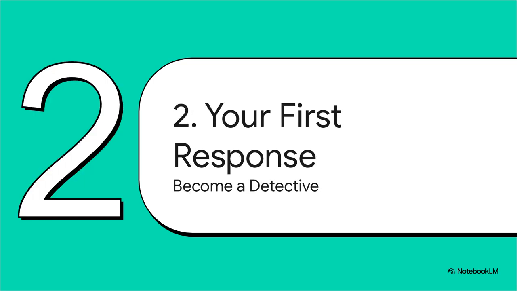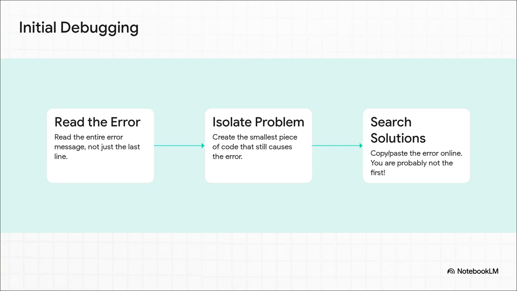Okay, so before you even think about asking for help on a forum or Slack, your first job is to put on your detective hat. This is the debugging phase. This is where you have a little conversation with your code and, more importantly, you actually listen to what that error message is trying to tell you. And honestly, this is probably the most important skill you can ever develop. So here's your game plan.